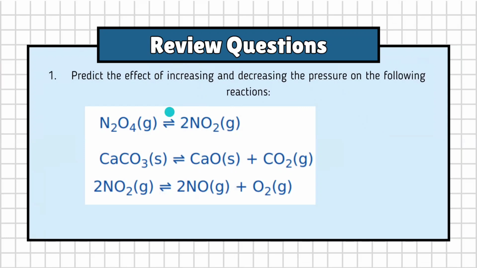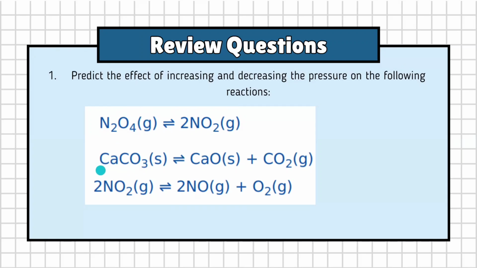As you know, in the first example, the number of moles on the product side is greater than that of the reactant side. So in the first example, if you increase the pressure, the reaction mixture will re-establish the equilibrium toward the reactant side, so the equilibrium position will shift toward the reactant side. And if you decrease the pressure, the reaction will move toward the forward direction.